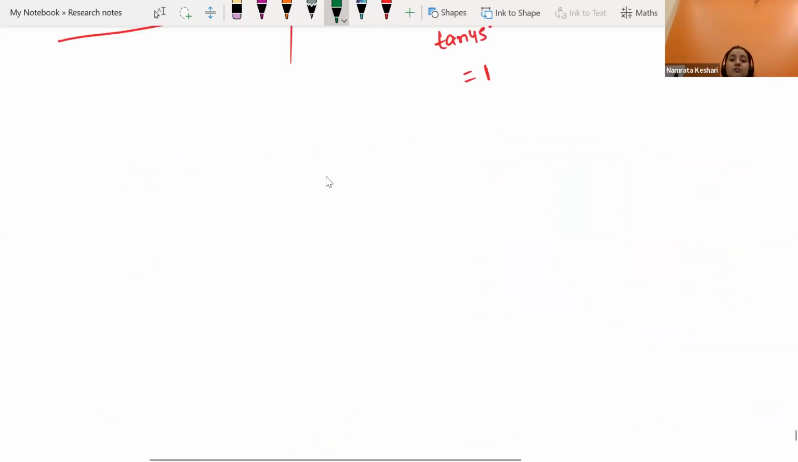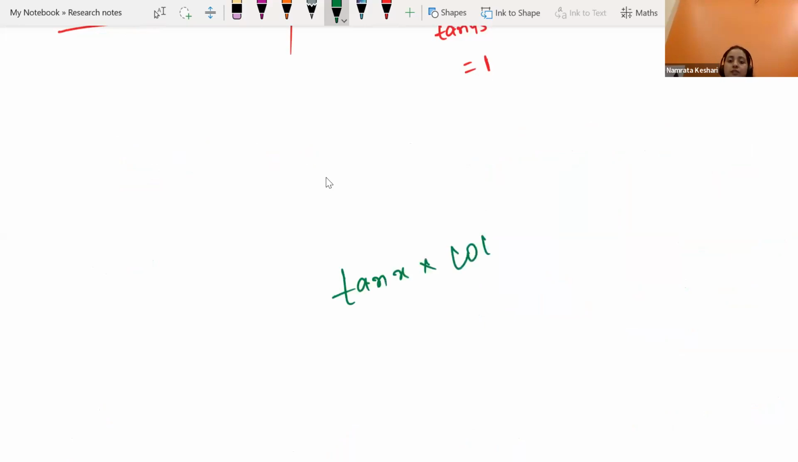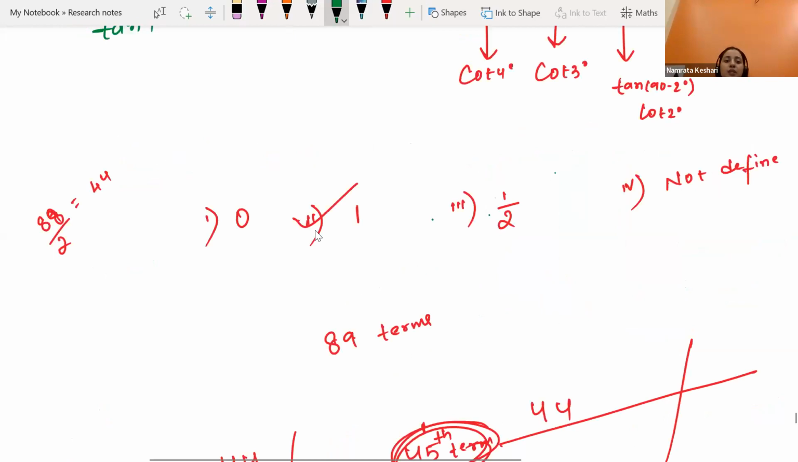Why 1? Because we know cot is the reciprocal of tan. Tan x into cot x is 1. Why? Because cot is just the reciprocal of tan, it means 1 by tan. That's why tan will cancel and 1 will be there. Yes, ma'am. This is how we are making the pair.